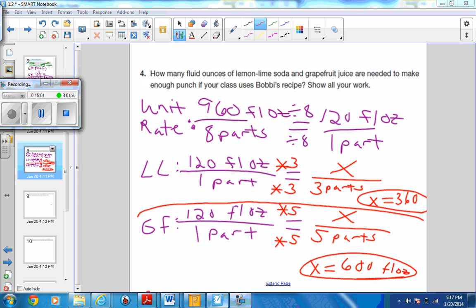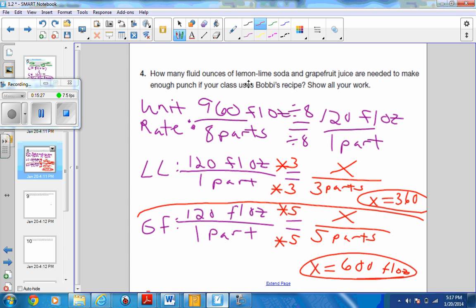Okay, so check yourself for Bobby's recipe here. You have 3 parts lemon lime, so you multiply the ratio by 3, numerator and denominator. If you multiply 1 times 3, you get 3 parts. 120 times 3, you get your unknown, which is 360 fluid ounces that you will need for lemon lime soda if you make Bobby's recipe.